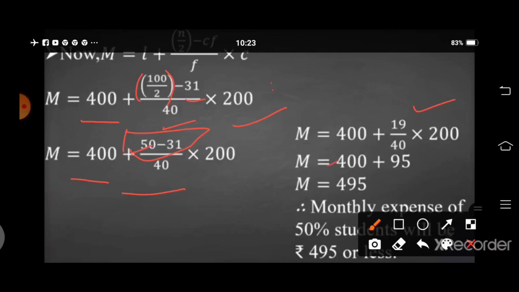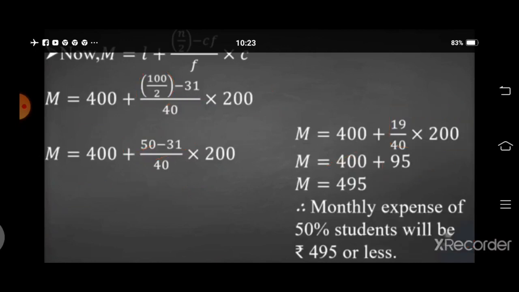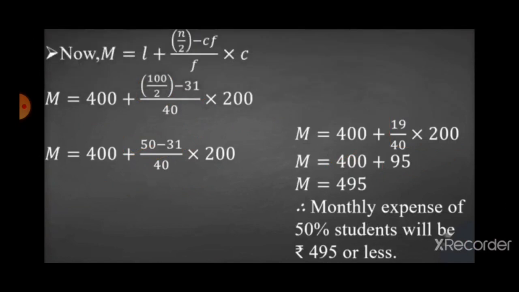400 write as it is. Now 19 divided by 40 into 200 would be 95. Add it, then m equals 495. Monthly expense of 50% of students will be rupees 495 or less.